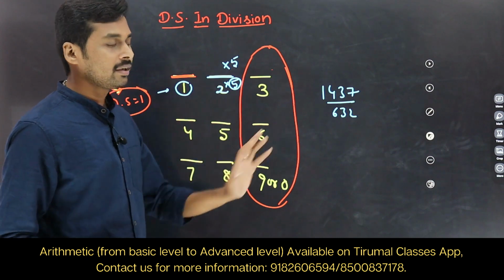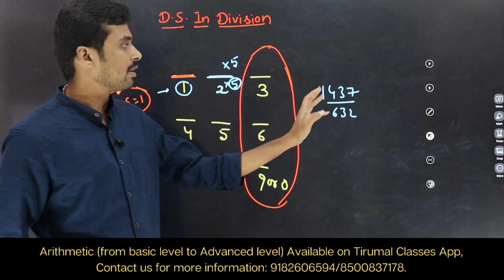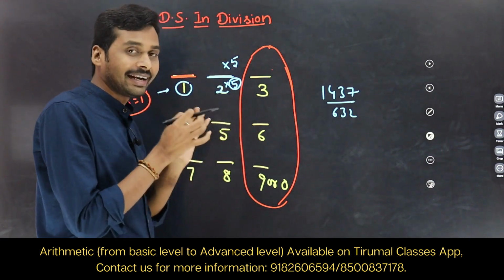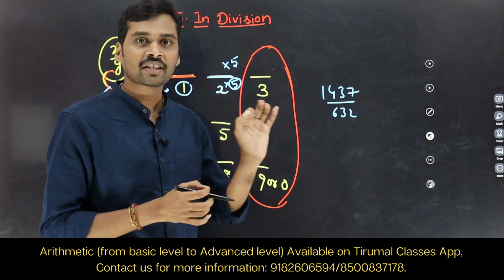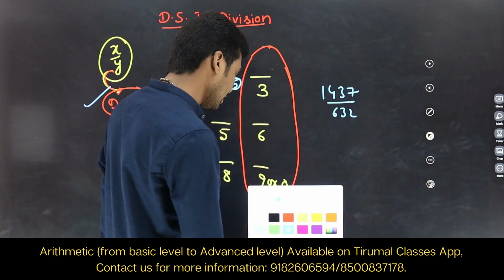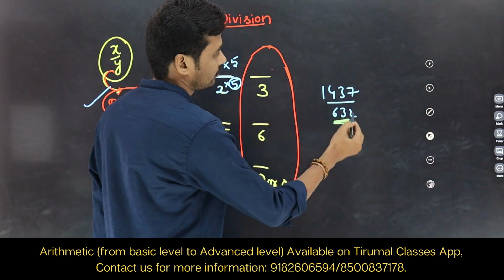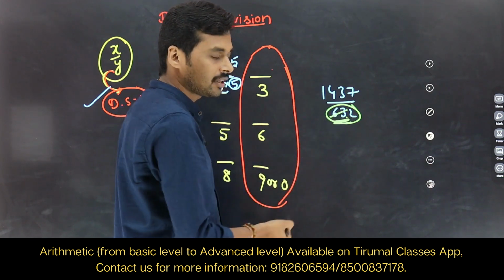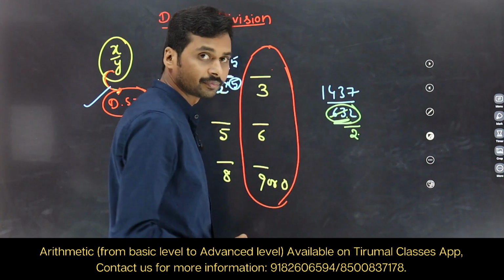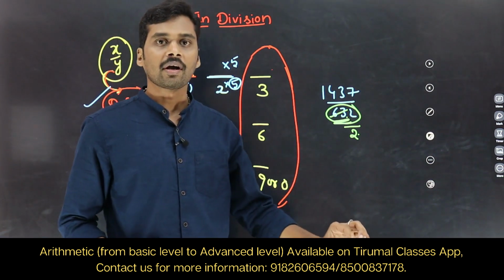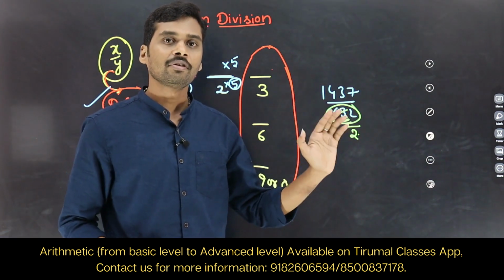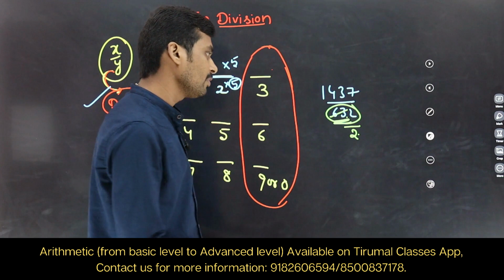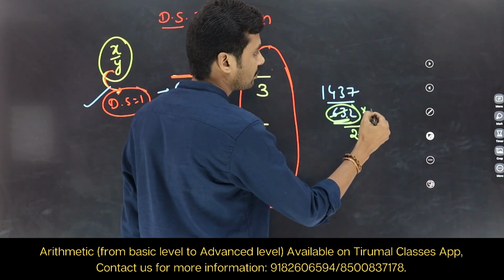I am applying DS for this problem: 1437 divided by 632. Now, when we are doing problems of the x by y form, immediately observe the denominator value. What is the DS value we get? 6 plus 3 plus 2: 6 plus 3 is 9, you can cancel. What is the DS value in the denominator? 2. So always remember one point: the denominator part DS value should always be equal to 1 only. Here I am getting 2, so that's why we have to multiply this part with 5.